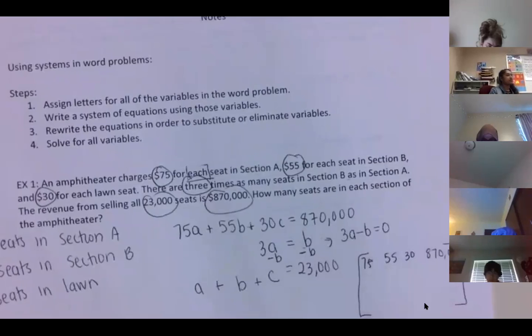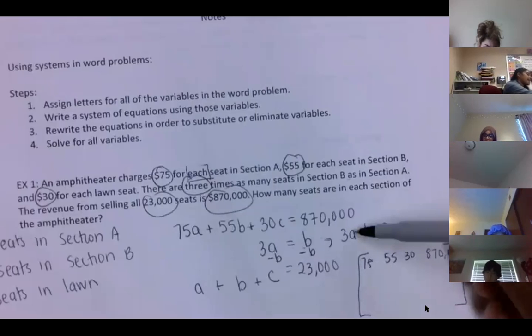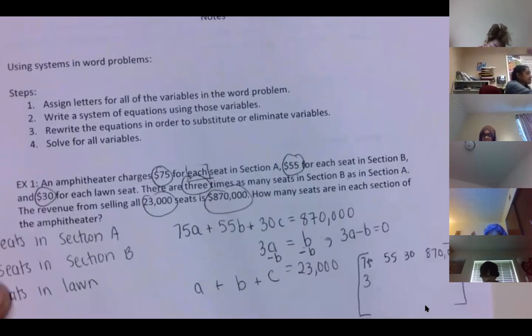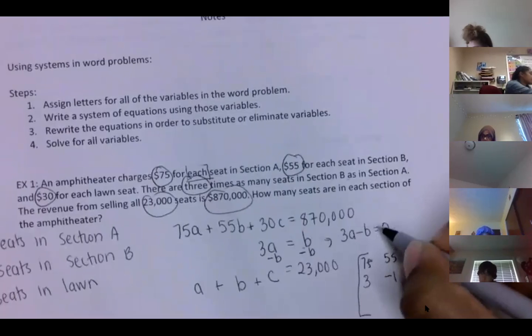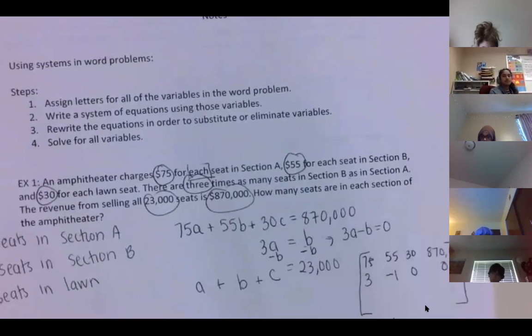What goes in the second row? What do you think, Gavin? I'm not sure. Well, let's look at that second equation. What's the coefficient for the A? 3. What's the coefficient for the B? -1 and 0. And then remember, do we have a C? No, 0. And a 0 for the C, and then it's equal to 0. So you're gonna have 2 zeros for that row. Does that make sense? Yeah. Okay.